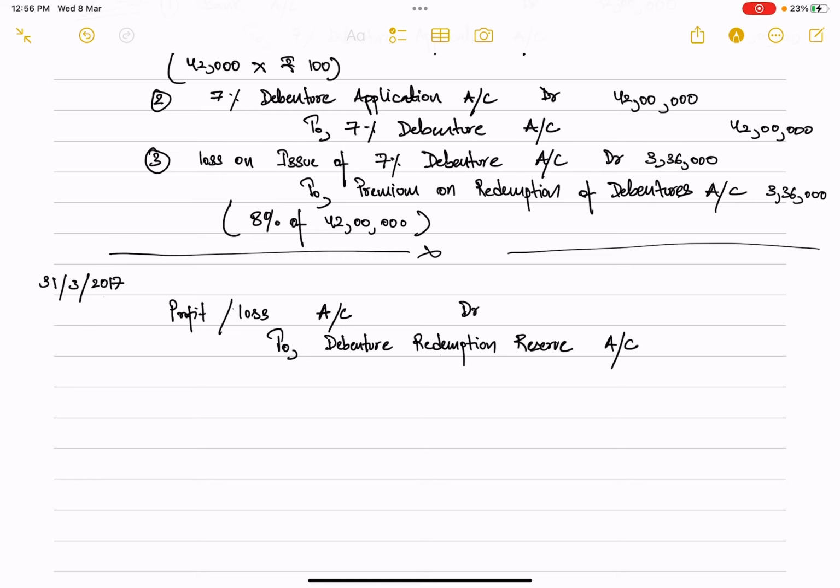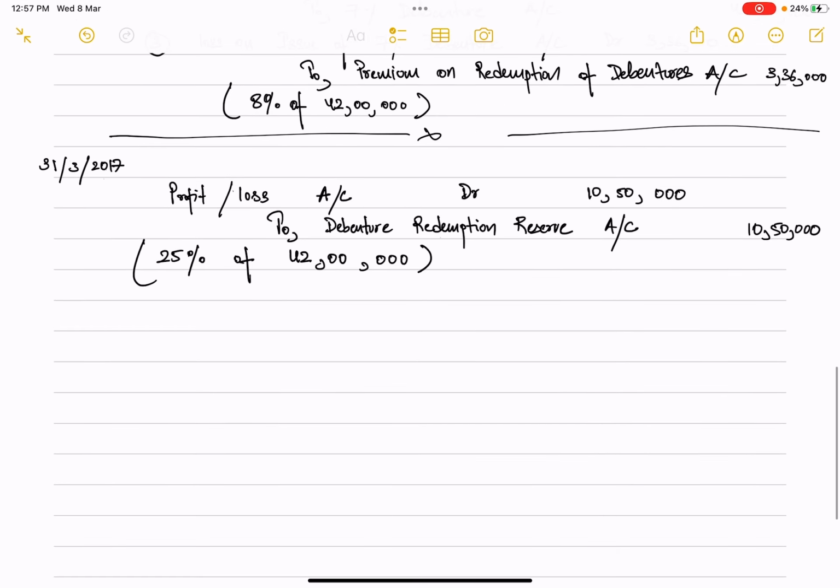Okay. Now, what should be the value of this DRR? As per the law, at least 25% of what? Of the total value of the debentures issued. So the total value of the debentures issued was 42 lakh rupees. So if you calculate this 25%, 25 by 100 into 42 lakhs, you will get a figure of 10 lakh 50,000 rupees. Clear?